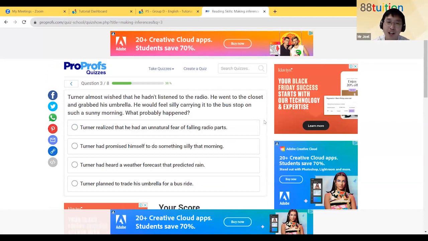Turner almost wished that he hadn't listened to the radio. He went to the closet and grabbed his umbrella. He would feel silly carrying it to the bus stop on such a sunny morning. What probably happened?